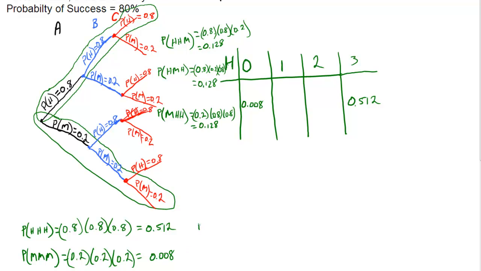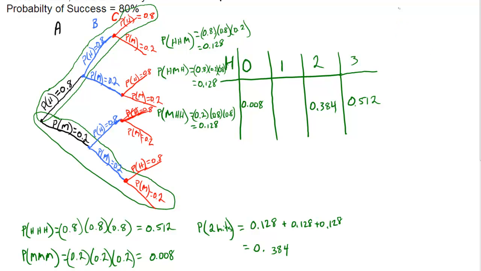So the probability of 2 hits is going to be the sum of all 3 of those. So 0.128 plus 0.128 plus 0.128, and that is going to be, what does that give us? That's 0.384. So all we have left to do then is what is the probability of getting 1 hit?